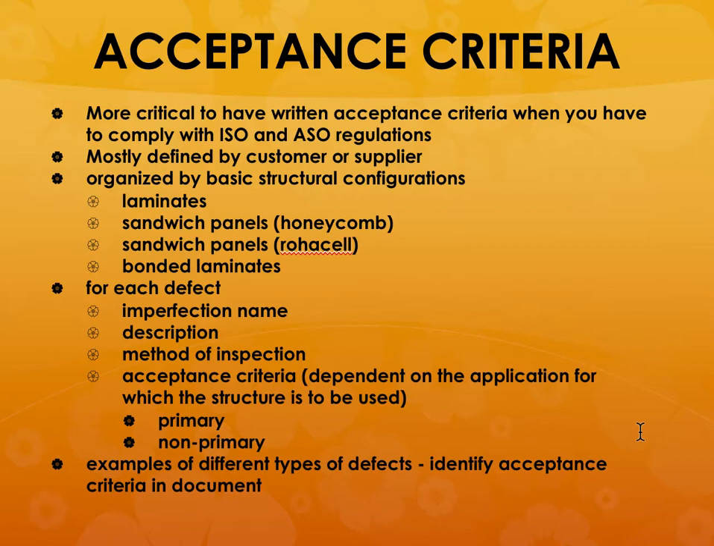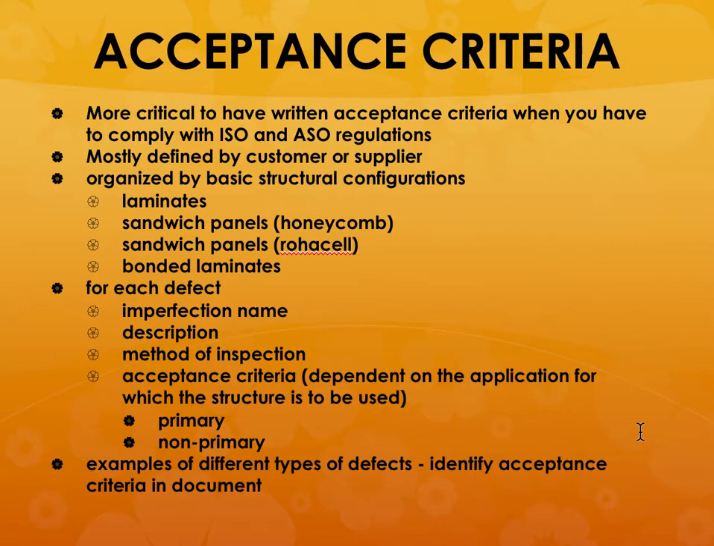And especially if you have ISO and ASO regulations, then it is important to have written acceptance criteria. And these are mostly defined by the customer or the supplier. These are also organized by basic structural configurations. So laminates, sandwich panels, bonded laminates, etc.